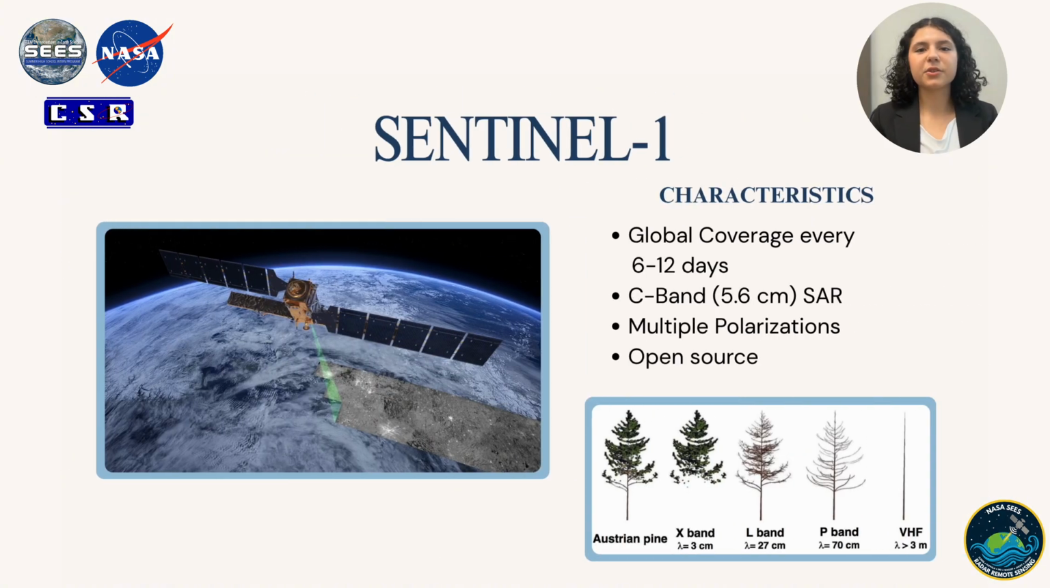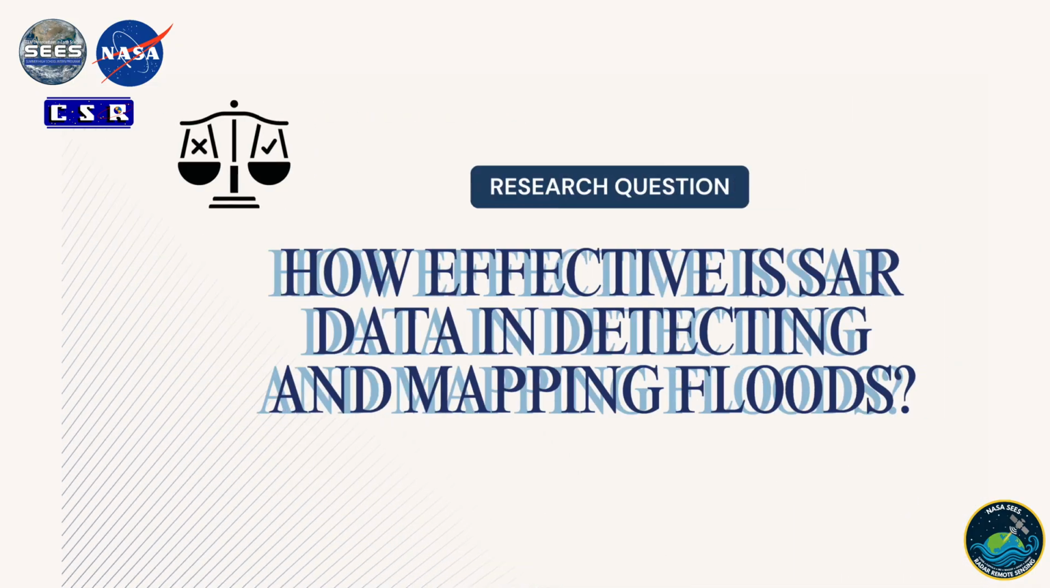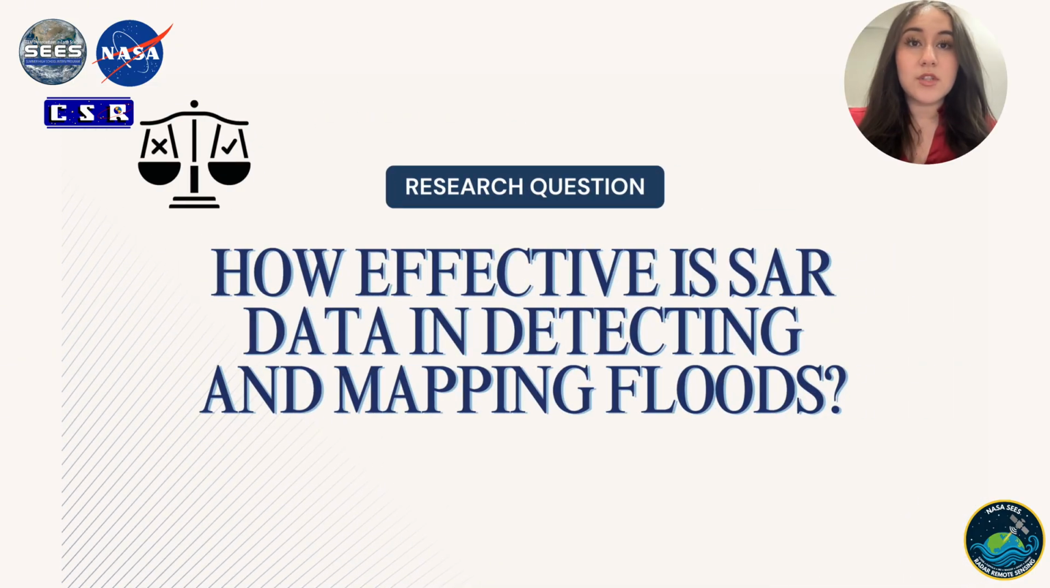We use the Sentinel-1 satellite for our SAR data. Sentinel-1 offers global coverage every 6 to 12 days. Its radar operates on a C-band frequency, which falls between the X and the L band pictured below. It has multiple polarizations, which means it can transmit and receive signals on different planes, and, most importantly, it's open source, which makes it great for all levels of scientific investigation. While optical imagery offers clear visuals, its weather limitations make SAR more reliable for consistent data collection.